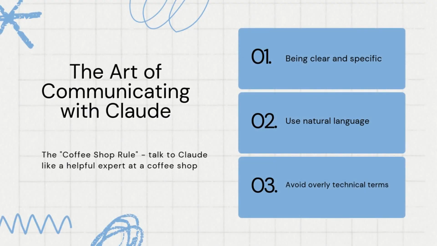So the art of communicating with Claude would be the coffee shop rules. What I like to call it is basically talking to Claude like a helpful expert at a coffee shop, kind of like a casual conversation, but make it clear and concise. And the three components to that would be being clear and specific, using natural language, and avoiding overly technical terms to not make it too complicated, basically.